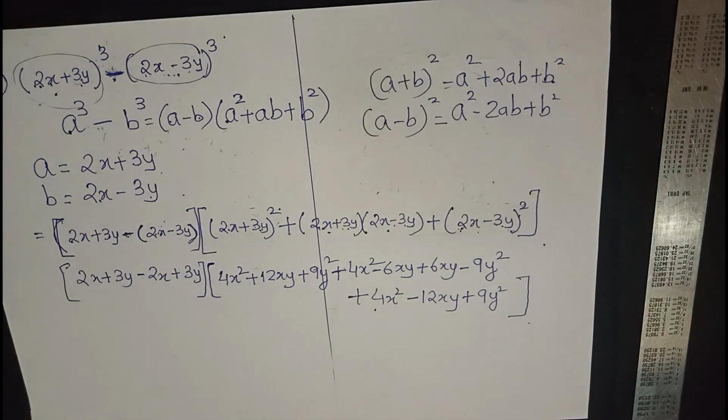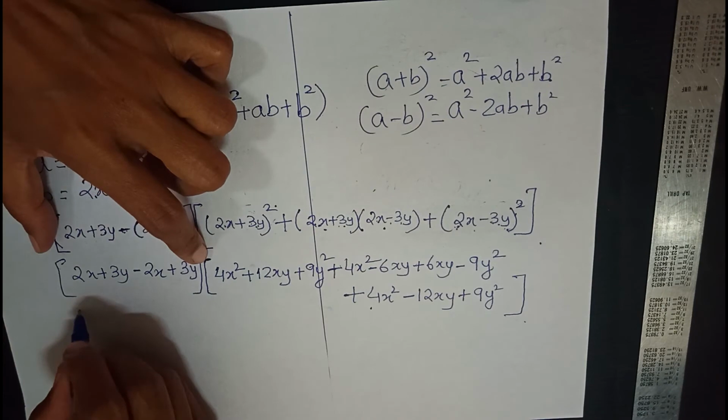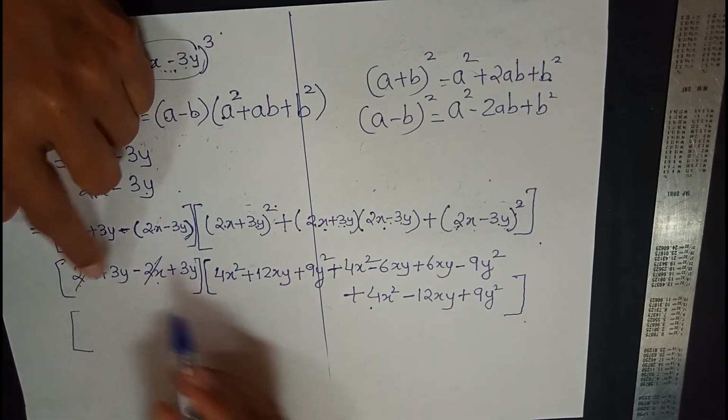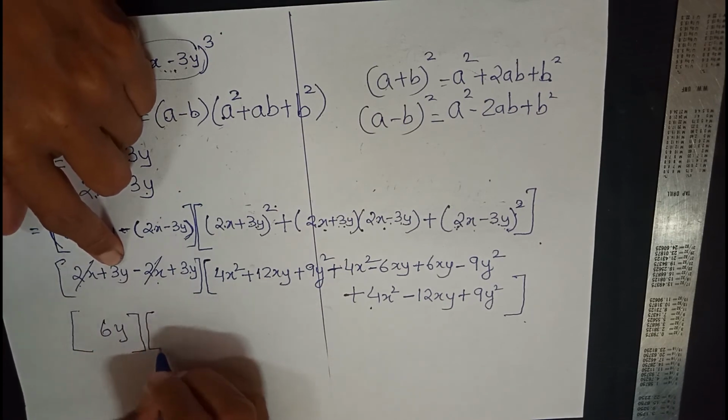Now what we do is, we try to cancel what we can. Otherwise, we add and subtract the like terms to get our final answer. So now in the first bracket, here 2x is plus, here 2x is minus. We cancel it. 3y plus 3y is 6y. So we got our first bracket.